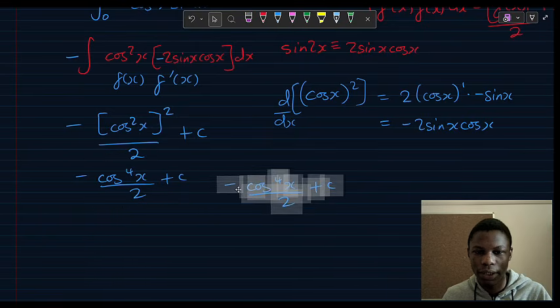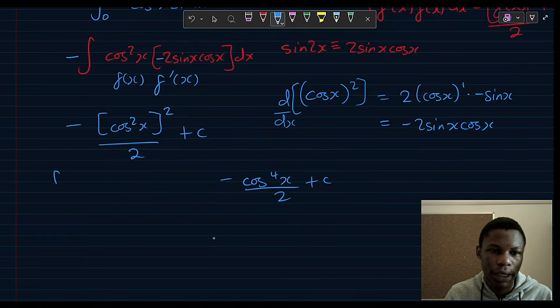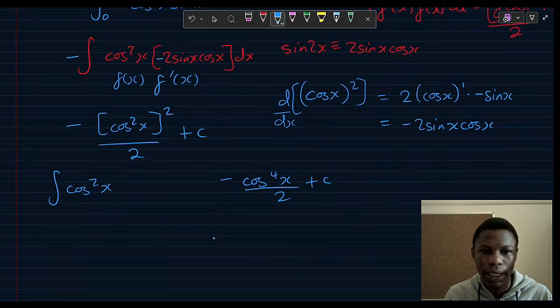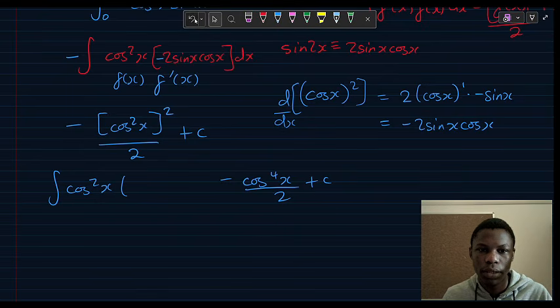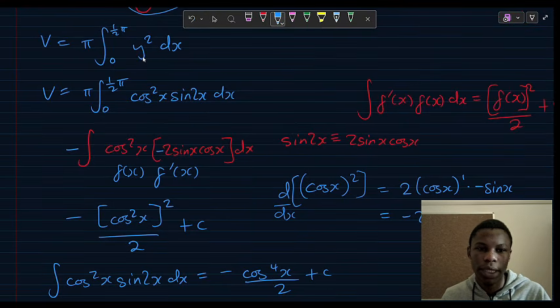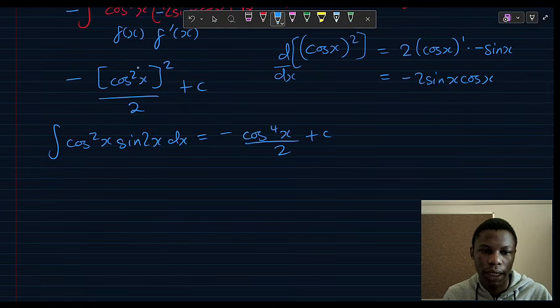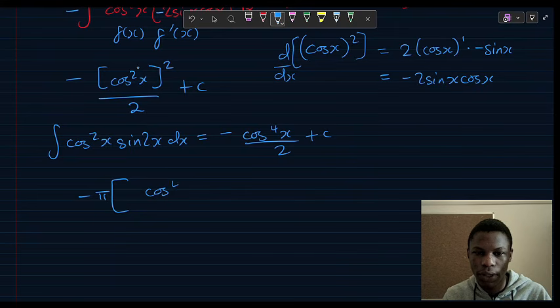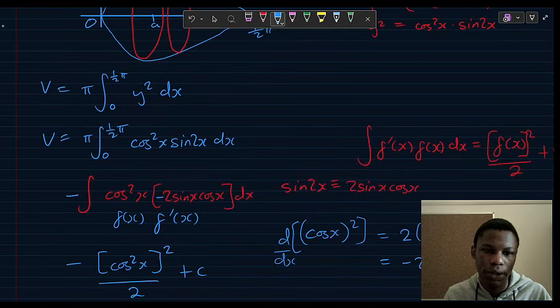So this here is the result that you get when you integrate cosine squared x times 2 sine x cos x, or if we want to write it as sine 2x, with respect to x. But now let's bring back our pi and our limits. So I know that I had a pi outside here, and I'm going to take this negative sign outside as well, so that I've got cos to the 4 x over 2, and our limits were from 0 to a half pi.